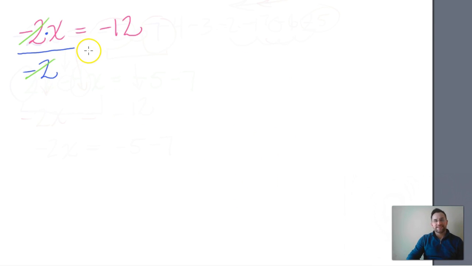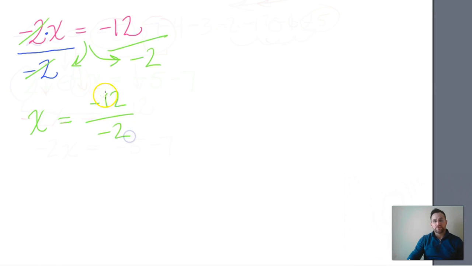But whatever we did to this side, in this case, because we were dividing away negative 2, we've got to divide away negative 2 over here. So divided by negative 2. So we end up with x is equal to negative 12 over negative 2. Of course, this can be carried out, which we'll do right now. So we have negative 12 divided by negative 2 is equal to x. So what does that come out to? A negative divided by a negative is going to be a positive. It's going to be positive 6 is equal to x. So x equals 6.